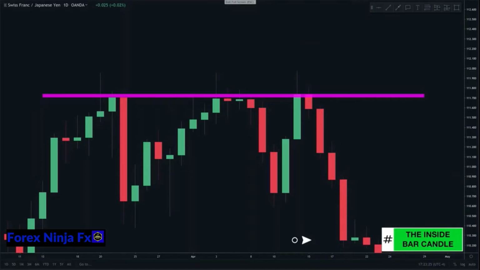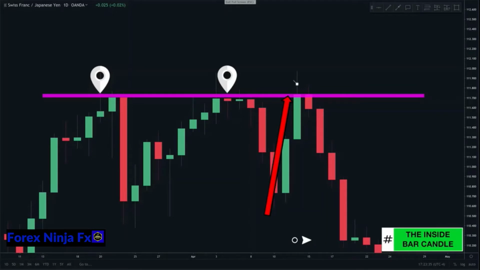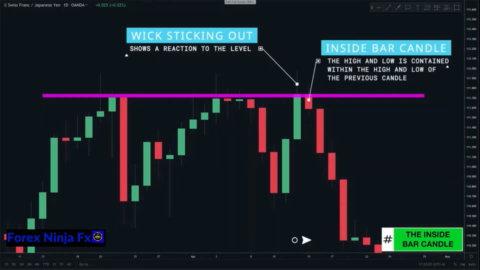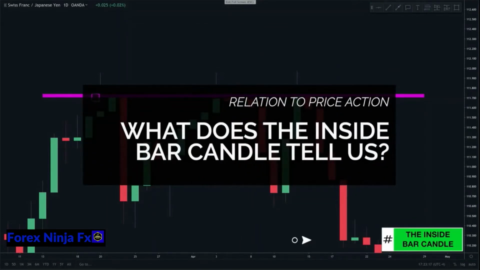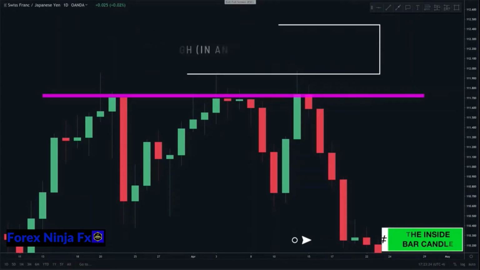Again, we look left and on two different occasions, price came up, hit and reversed, giving us a good level of resistance. As price came back up to this level, we had a candle where the wick is sticking out, showing a reaction to the level, followed by this inside bar. Notice how this candle is smaller and is contained within the highs and the lows of the previous candle. So what does the inside bar tell us in terms of price action? It shows that there was momentum loss because price failed to make a higher high. Now, moving on.